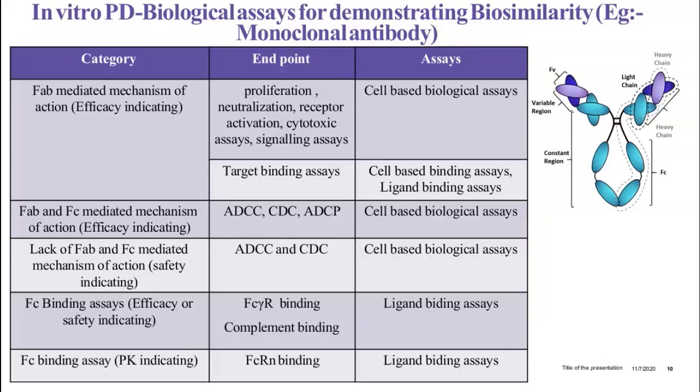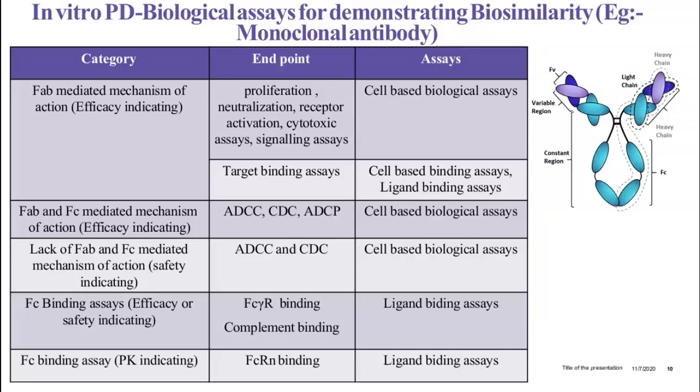I just want to give a brief introduction about what the in vitro studies are. Consider the monoclonal antibody as an example. You can see the figure. Mostly the monoclonal antibodies are from IgG1, which contains the Fc portion and the Fab portion. There are two Fabs you can see, and the Fc portion. The Fab portion mainly mediates the mechanism of action, indicating the efficacy.